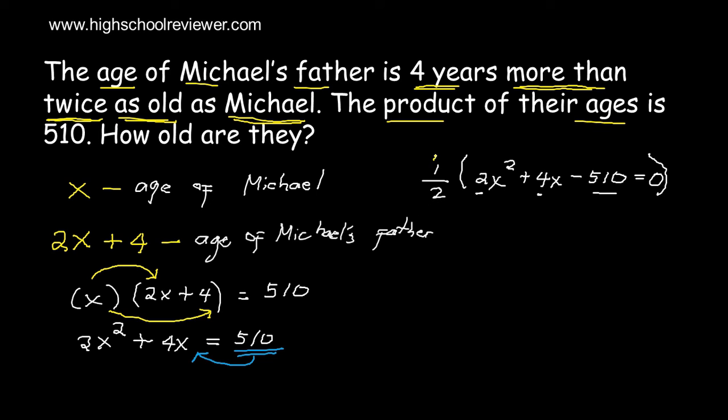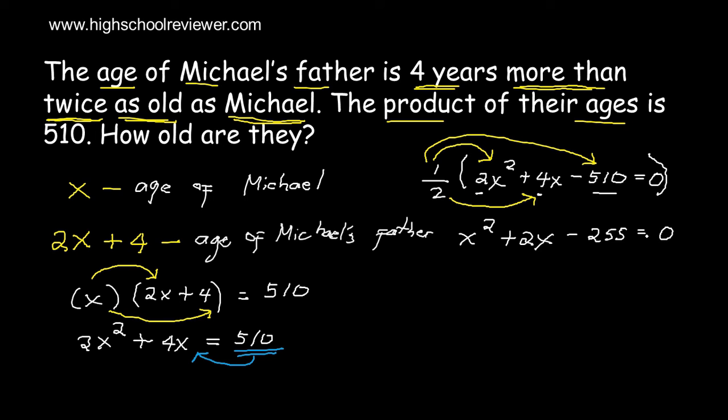We have 1/2 multiplied by 2x squared, which will be equal to x squared. And we have 1/2 multiplied by 4x, which will be equal to 2x. And we have 1/2 multiplied by negative 510, which will be negative 255. And of course, this is still 0. So our final equation is x squared plus 2x minus 255.